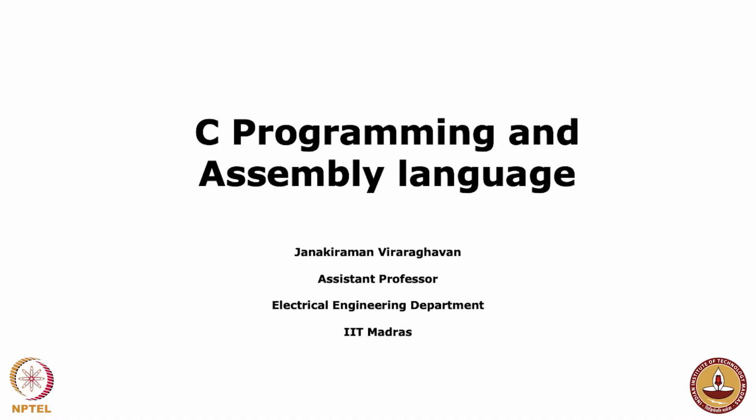Welcome back to this course on C programming and assembly language. In the last couple of lectures in module 2, we have been looking at various examples of C programming and inline assembly. We also looked at optimized compiler output versus unoptimized compiler output, pointer arithmetic and swapping variables and so on.